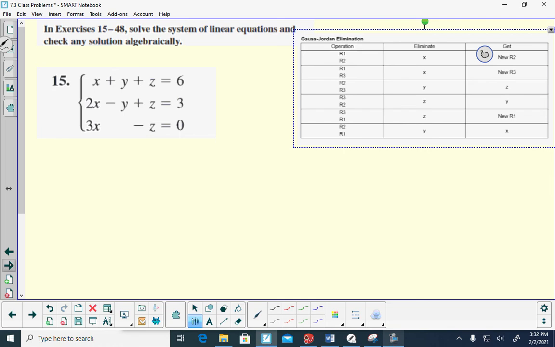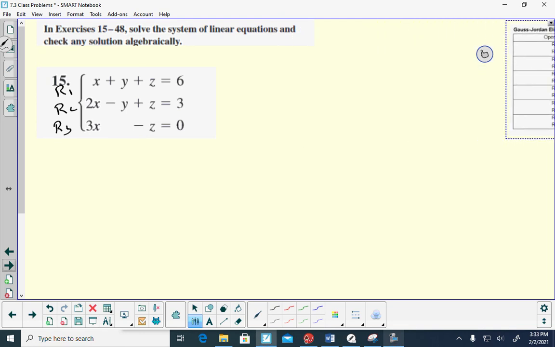I'm going to do row 1 and row 2 to eliminate the x. So when I look at this, I think I want to multiply, and I write myself notes. Here's row 1, row 2, row 3. And over here, I'm going to scooch this guy out of the way for a second. I'm going to write myself notes.